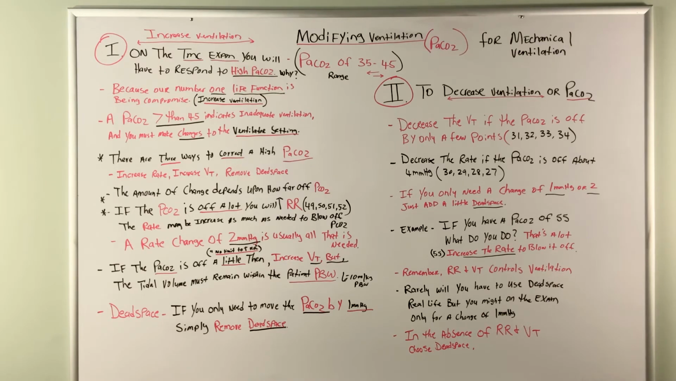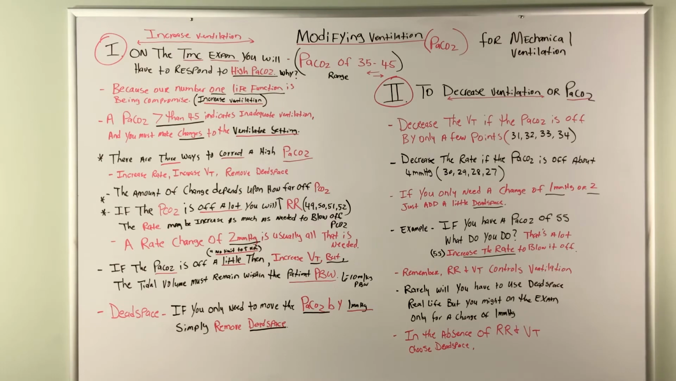If the CO2 is off a little, then you can increase the tidal volume. But when you are increasing the tidal volume, you must remain within the patient's predicted body weight, which means that you must stay within a range of 6 to 10 milliliters per kilogram predicted body weight. So remember that. When you are increasing that tidal volume, make sure they are within their tidal volume range.